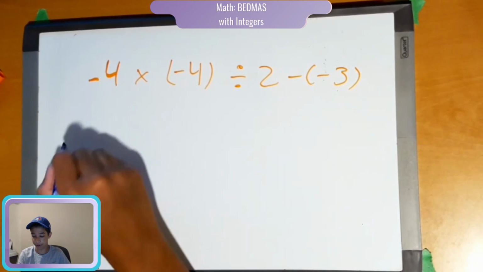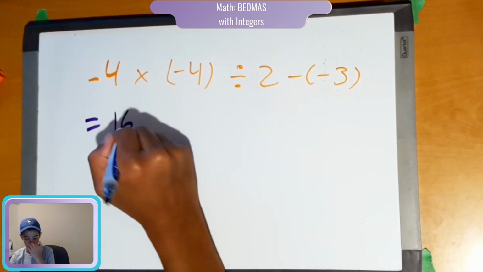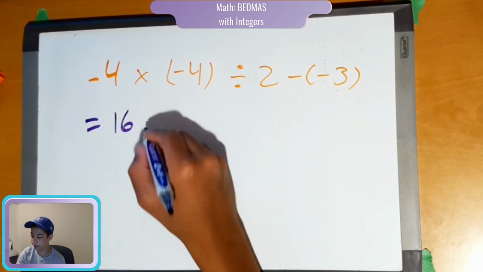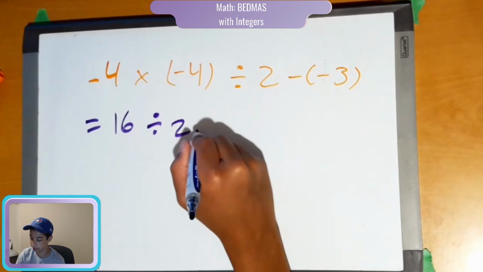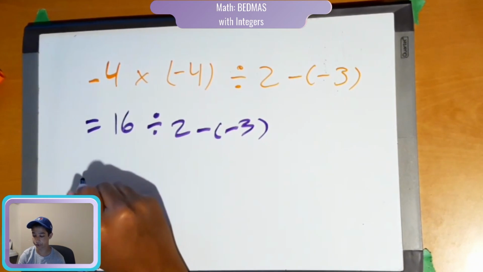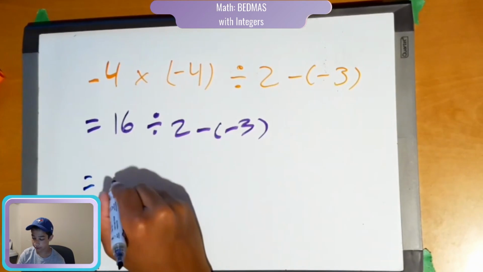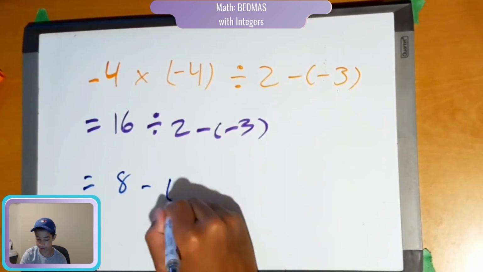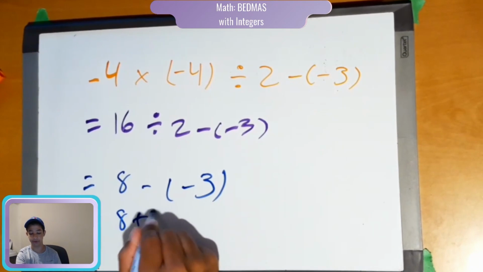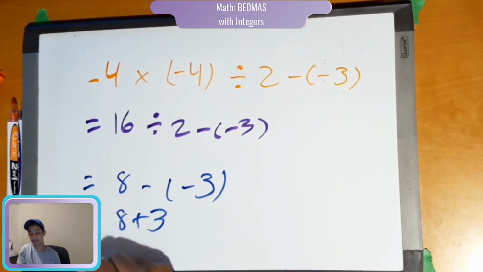Going to end up with positive 16, because 4 times 4 is 16, and they're both negative. And then we have divided by 2 minus negative 3. Okay? So 16 divided by 2 is 8 minus negative 3, which is another way of writing 8 plus. We learned a few videos ago, and 8 plus 3 is 11.